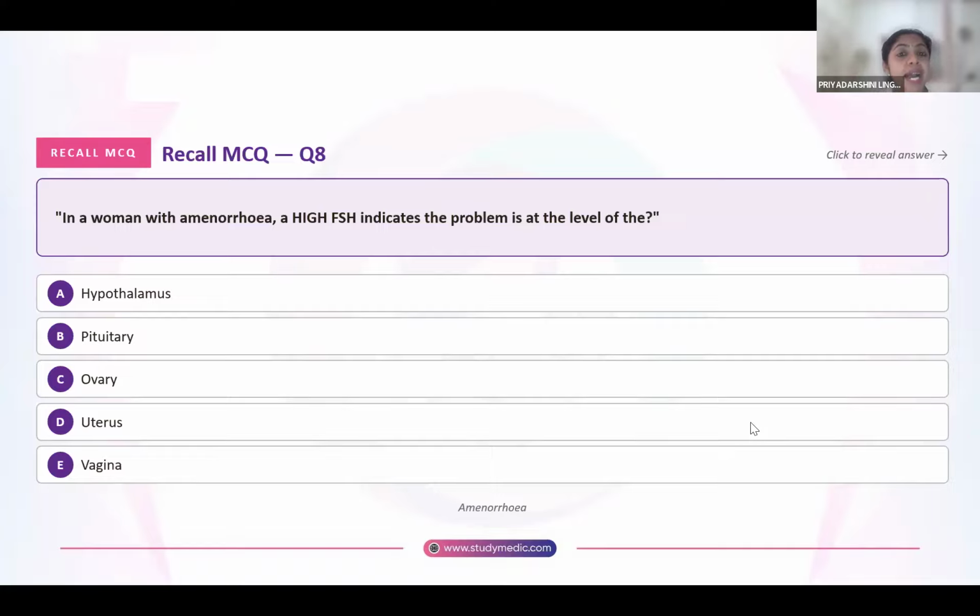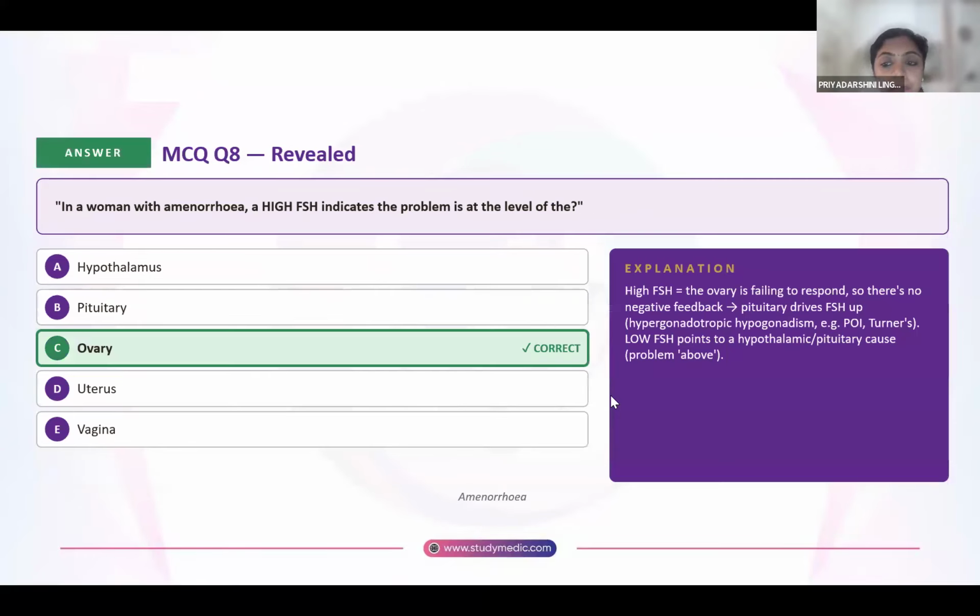So which is the one that is going to have a high FSH whenever there's an end organ failure? The end organ for your FSH is your ovaries. So whenever there's an ovarian failure or a problem with your ovaries, you can have high FSH levels. What are the causes that can be in your ovaries? It can be because of premature ovarian insufficiency. It can be because of Turner's. Multiple causes are there. So hypothalamus and pituitary, if they are at fault, FSH is low. Ovary is at fault, FSH is high. End organ, that is your uterus and vagina, it is going to be normal.